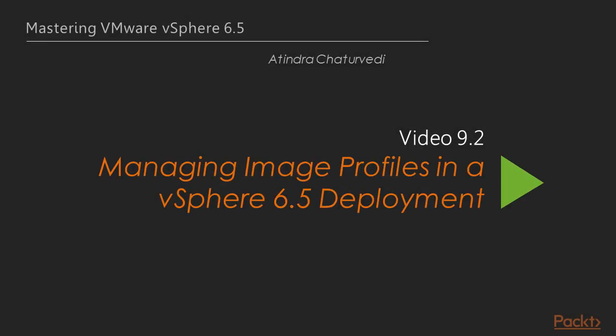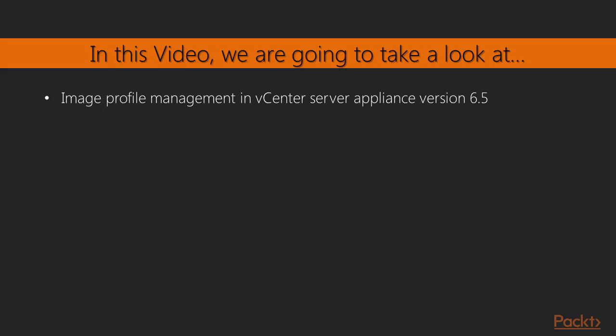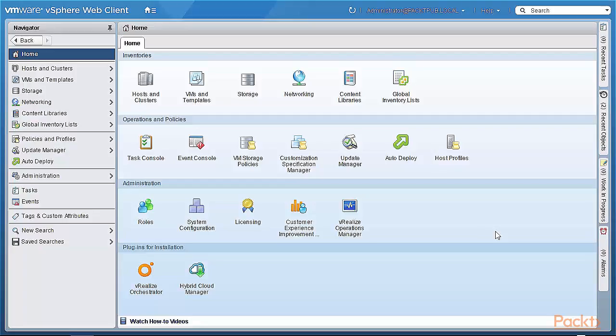Hello, I'm Atindra Chaturvedi. In this video, we will take a deep dive into managing image profiles in a vSphere 6.5 deployment. We will do the image profile management in a vCenter Server appliance version 6.5. In this lab, I'm logged in to the VMware vSphere web client into a vCenter Server appliance version 6.5. So everything you're seeing here is version 6.5. It is running on ESXi version 6.5 as well.